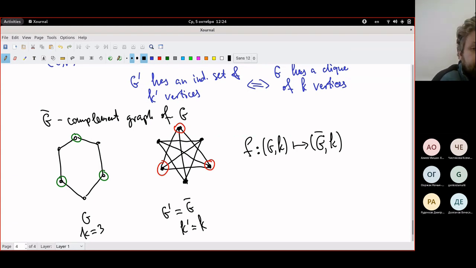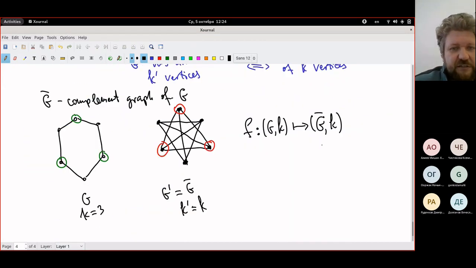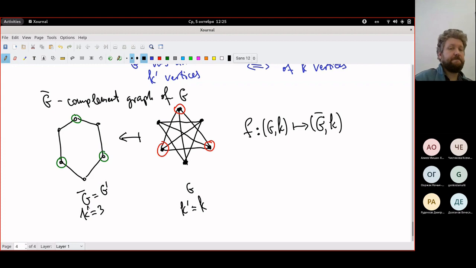Then if there is an independent set of size k in the original graph G, then the same set of vertices will form a clique in the complement graph. So this means that this function, if we know how to find independent sets, it's dual, yep. So let's call this graph G, and we have a clique in it. And this is G prime, and the direction is here. So this is k prime, and this is k.